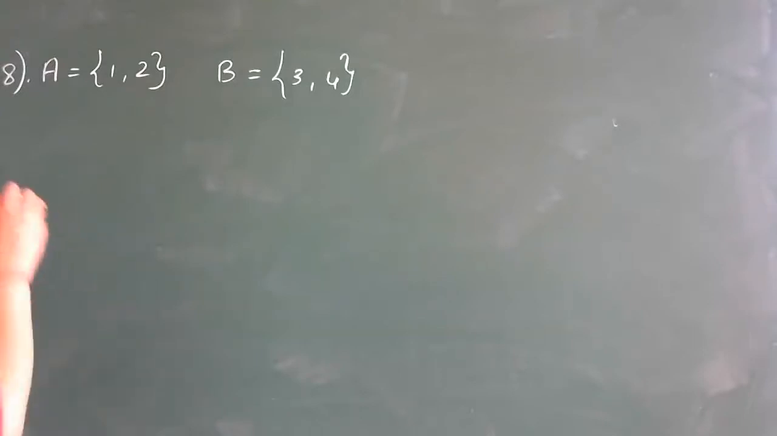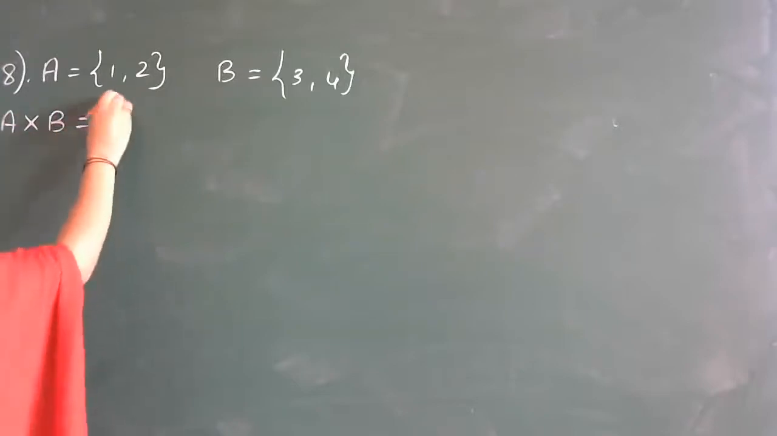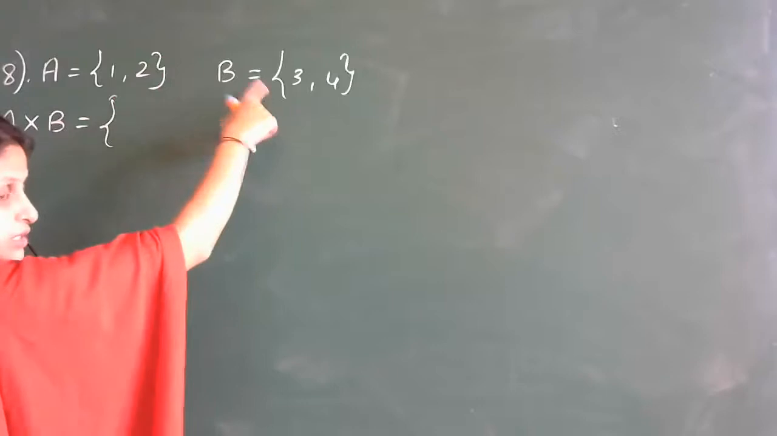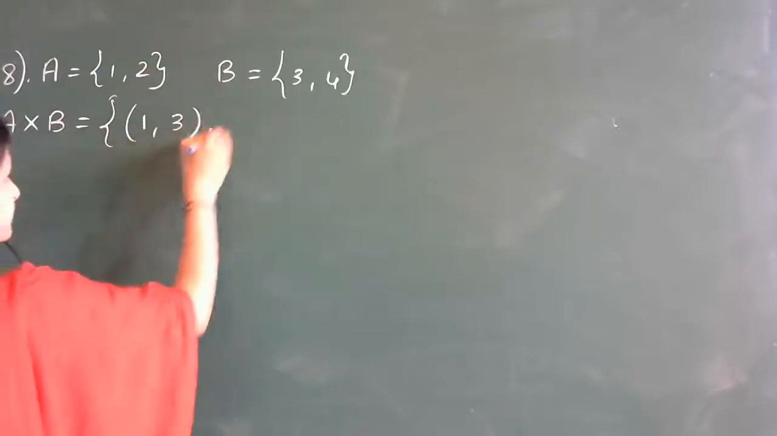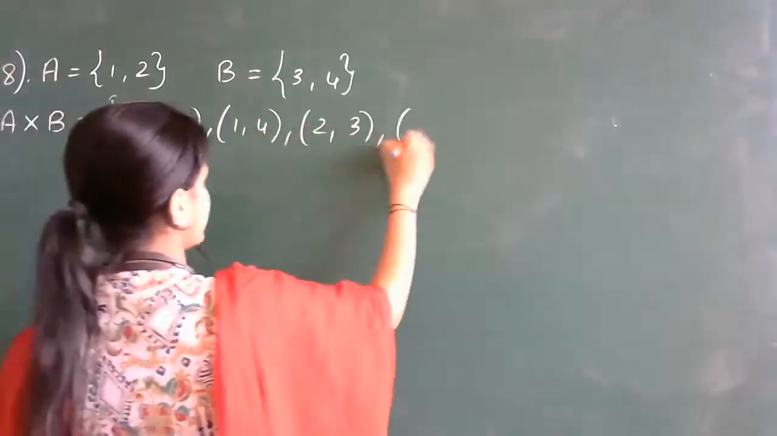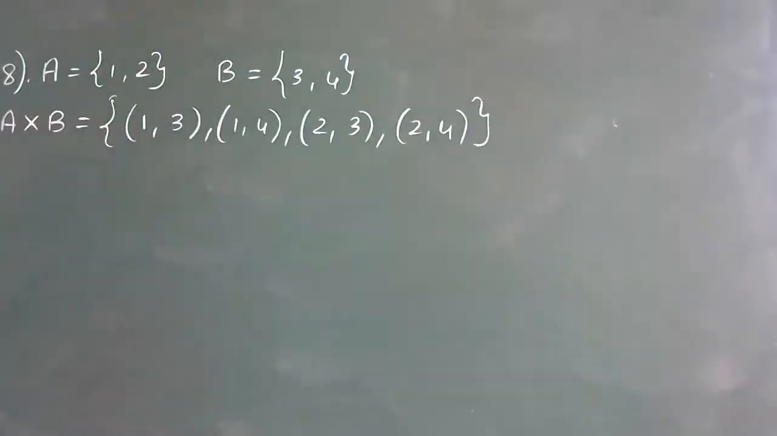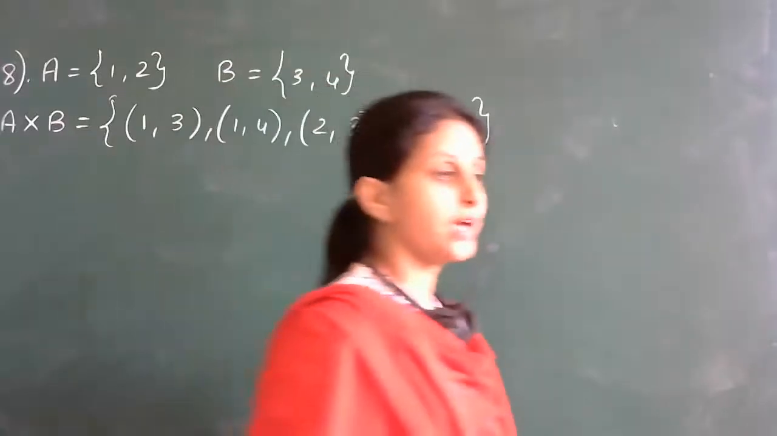So here, first of all, let us write what is A cross B. See, A has 2 elements, B has 2 elements. So A cross B will have 4 elements, right? So let us write them. 1 comma 3, 1 comma 4, 2 comma 3 and 2 comma 4. We have 4 elements. Now first question is, how many subsets will A cross B have?